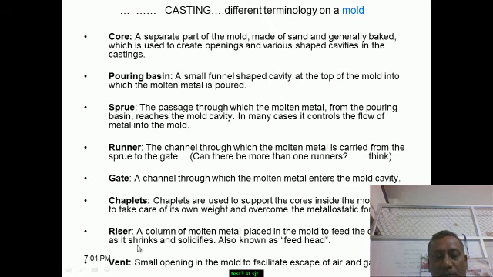Riser has been already told. Vent: this is nothing but very small tiny holes, probably of 1 mm diameter, which will be pierced right on top of the mold cavity area, so that during hot metal pouring, the moisture that has been converted to steam will find it easy to come out of the mold through these vent holes. Otherwise, they will create problems by trying to enter the molten metal that has just been freshly poured into this cavity.